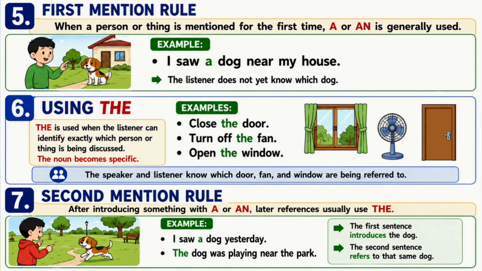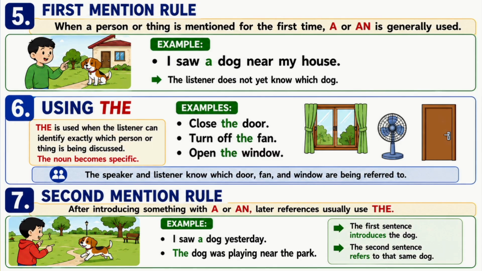Now let's learn how to use the. The is used when the listener can identify exactly which person or thing is being discussed. In other words, the noun becomes specific. Examples, close the door, turn off the fan, open the window. In these sentences, both the speaker and the listener know exactly which door, fan, and window are being referred to. That is why we use the.